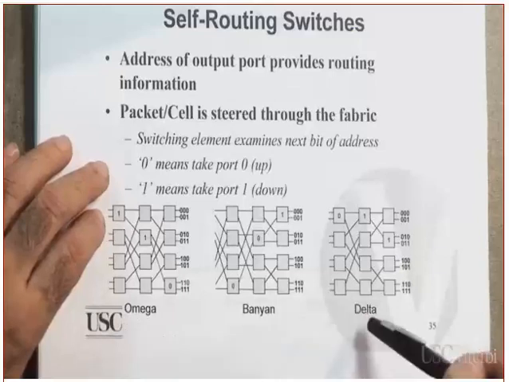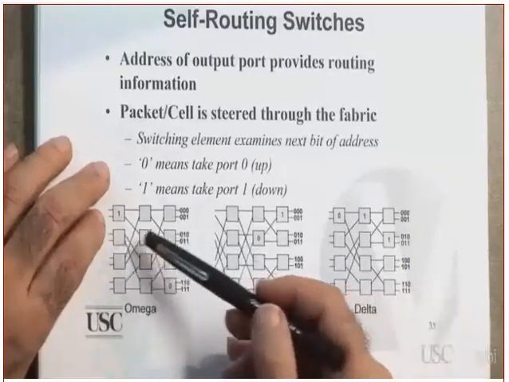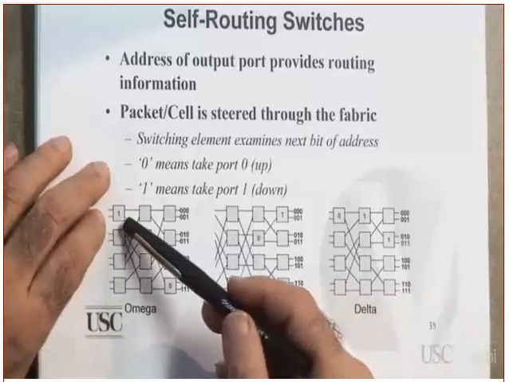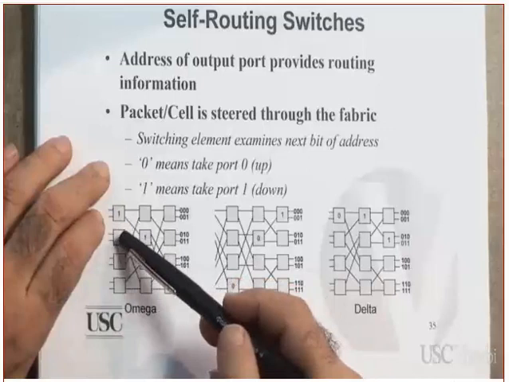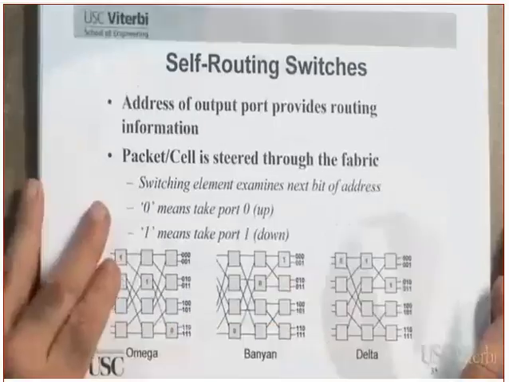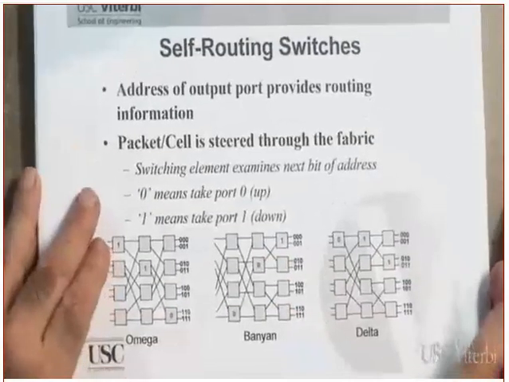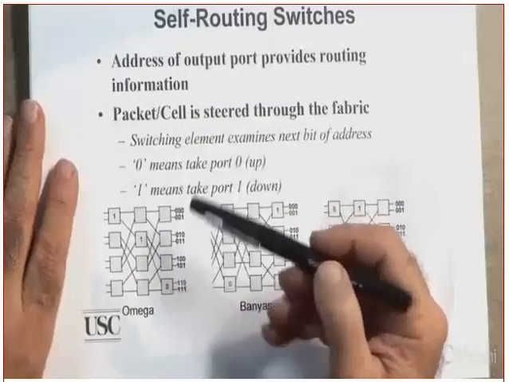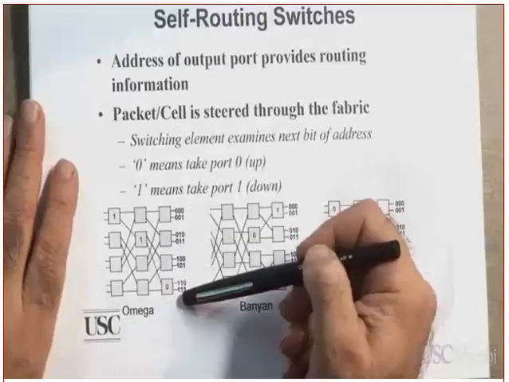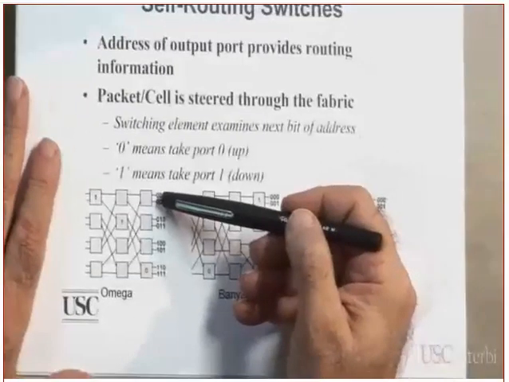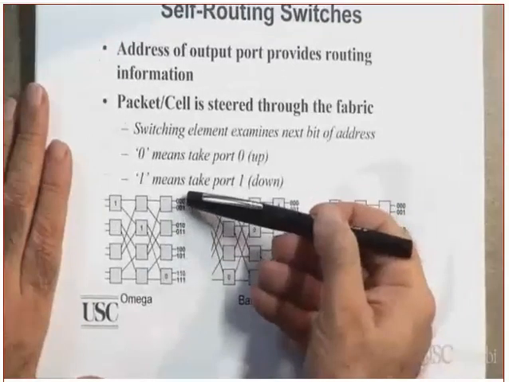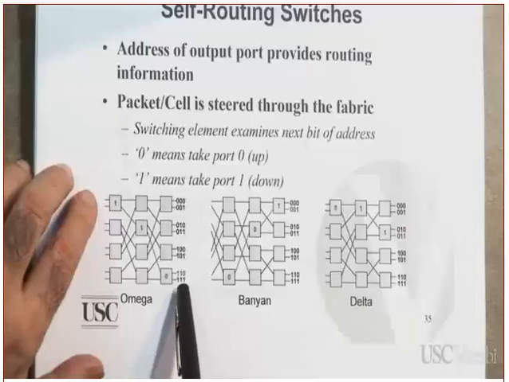All of them are based on modules which are 2x2. If you look at each one of these modules, it's a 2x2 module. What is the idea of the self-routing switches? It is to identify the output port by an address. So in here, for example, we have eight output ports. Do I need to represent each one of them? I need 3 bits. We have three stages. So for example, if this incoming port wants to communicate with an output port, we append the address of the output port to the packet. Don't confuse that with the address of the packet, where it is headed to. This is just the address of the output port, appended in its header.